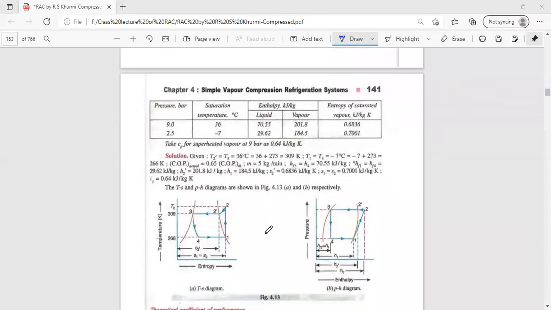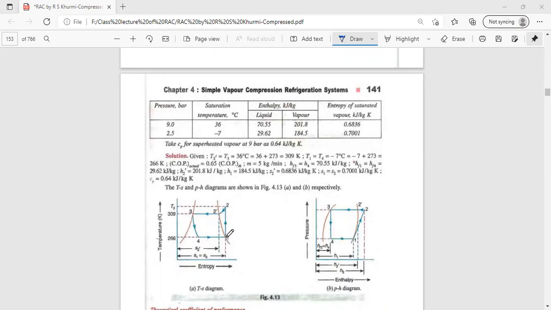Now, what is given is what is shown in the figure. One is a TS diagram here, and one is a pH diagram here. The condition given is like this: stage number 1, or the compression, begins at stage number 1 itself. It starts from the dry saturated line here. So point 1 lies on the dry saturated vapor line of our refrigerant. Point number 1 is here for the pH as well as the TS diagram.